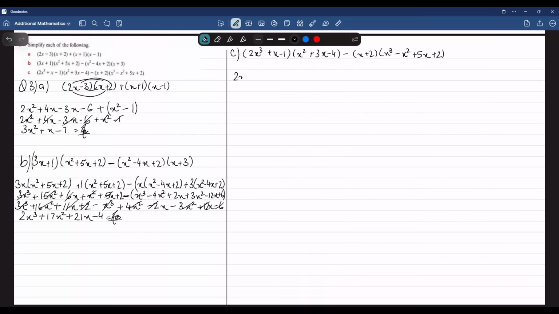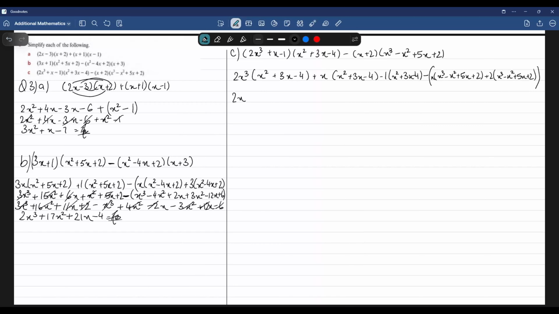So basically, we just multiply 2x cubed multiplied by x squared plus 3x minus 4, plus x multiplied by x squared plus 3x minus 4, minus 1 multiplied by x squared plus 3x minus 4. Then we minus here, and inside a bracket we say x multiplied by x cubed minus x squared plus 5x plus 2, plus 2 multiplied by x cubed minus x squared plus 5x plus 2. Inside a bracket, and we close that up.